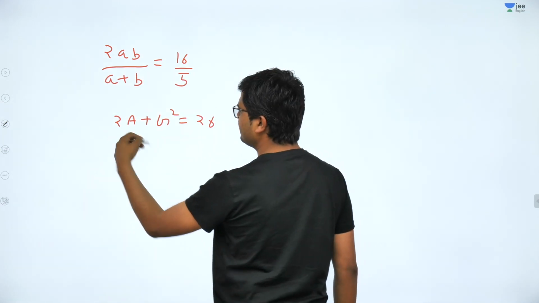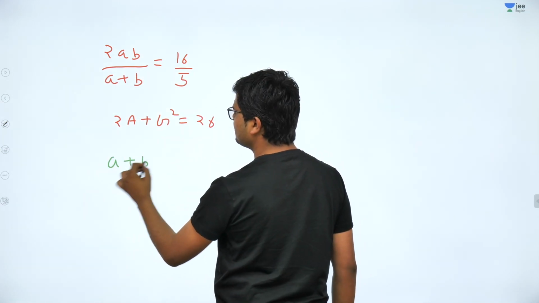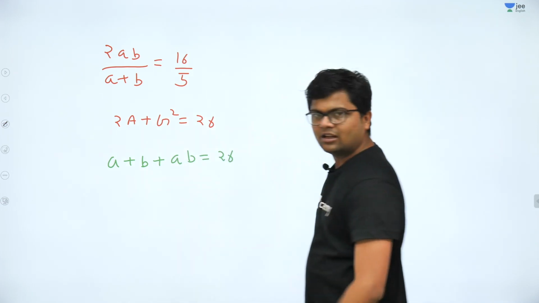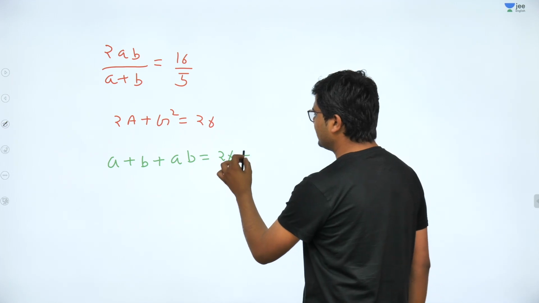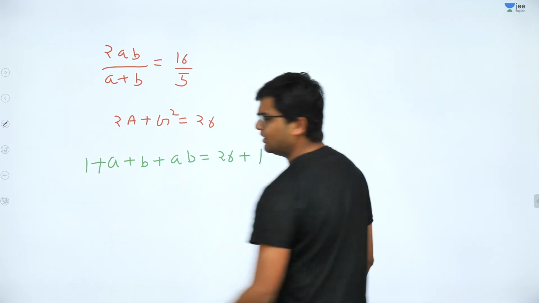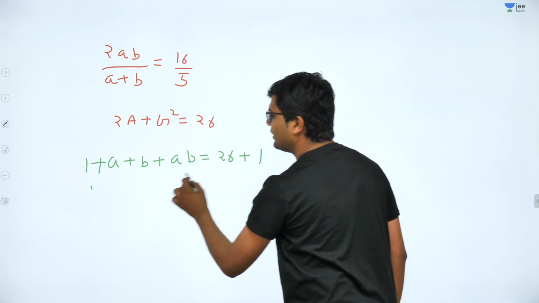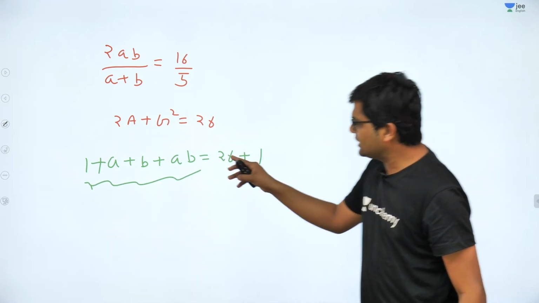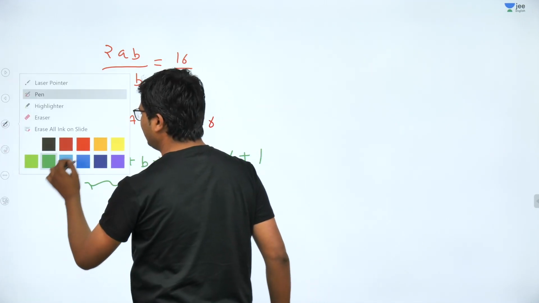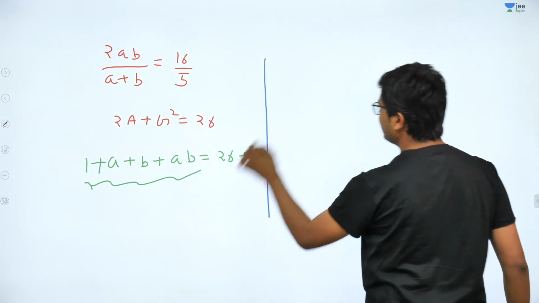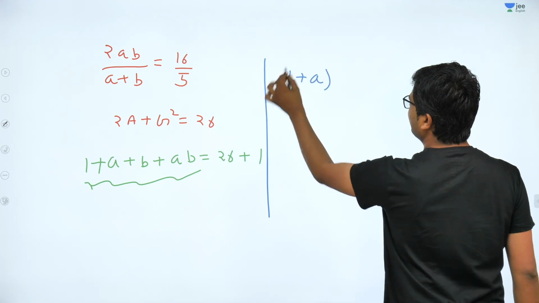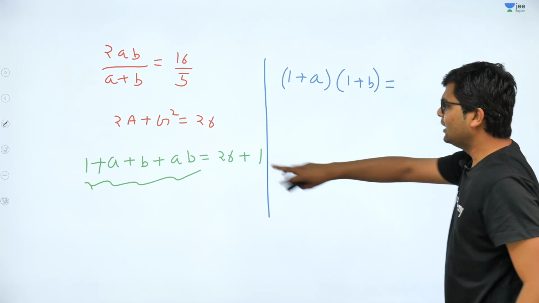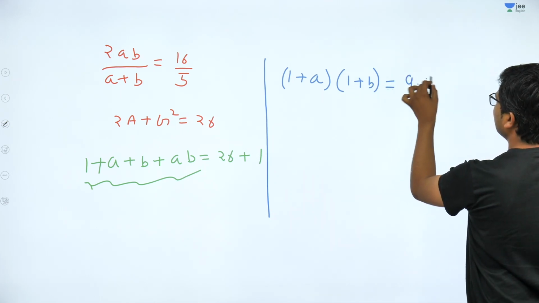So A is a plus b by 2. 2 to 2 cancel. It will become a plus b, and G square will become ab. It is equal to 26. Now add 1 on both sides. Why did I add 1? Because then this expression can be factorized very easily. It can be written as 1 plus a into 1 plus b. Now this becomes 27. This can be written as 9 into 3 or 3 into 9.